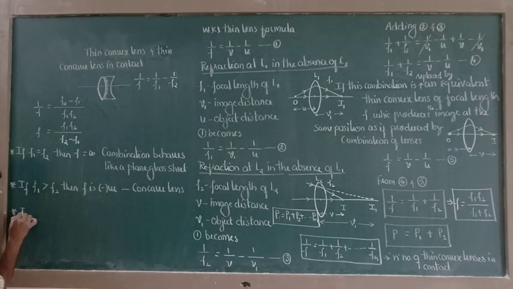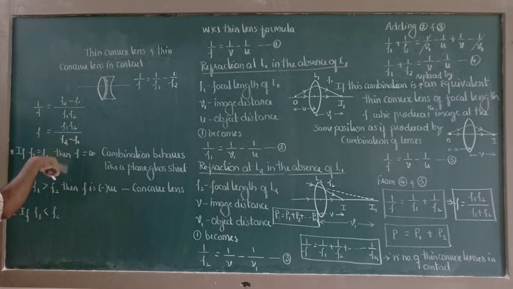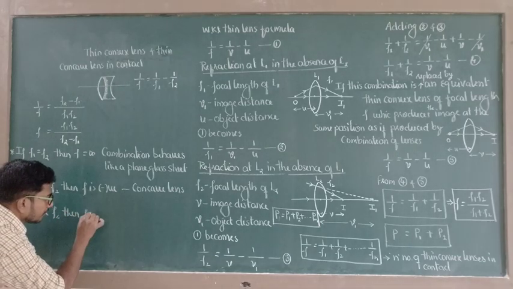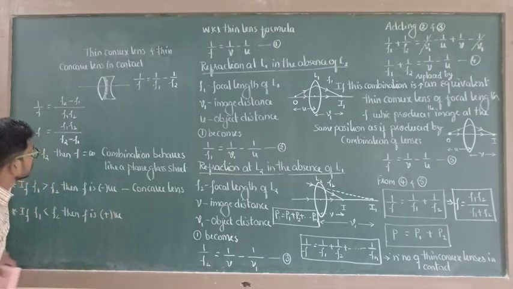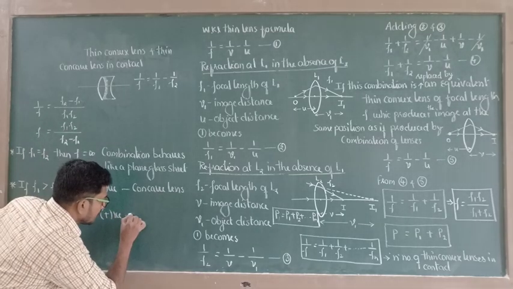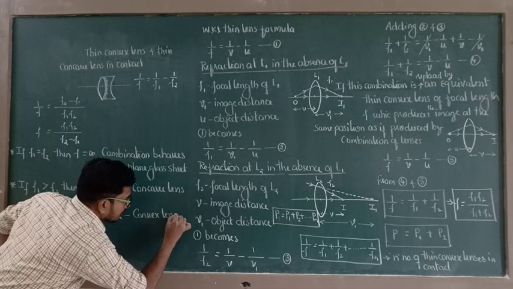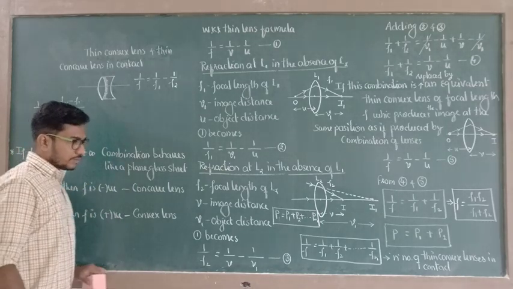Similarly, if f1 is less than f2, then this term is in terms of positive sign. Then f is positive, and the combination behaves like a convex lens because focal length of a convex lens is in terms of positive sign.